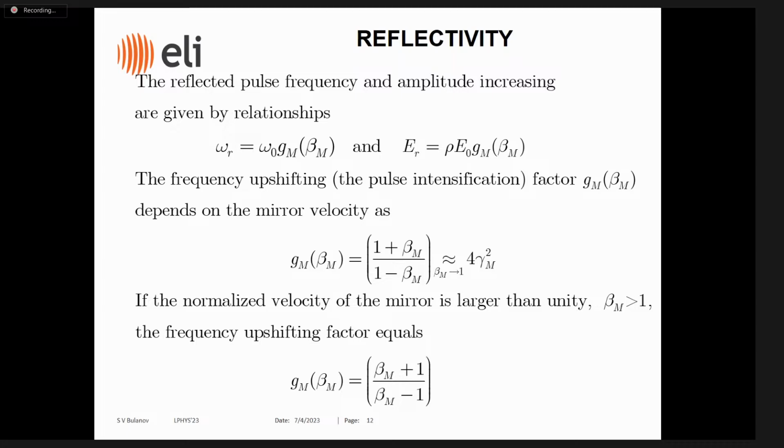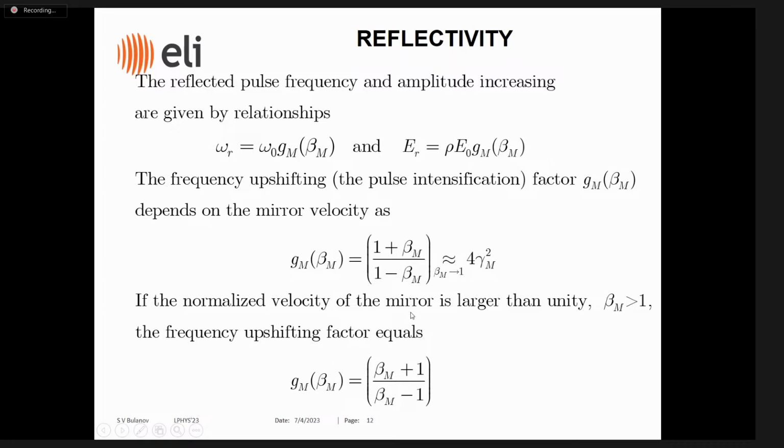We calculated such reflection coefficients several times, but here I would like to say about some general properties and constraints on such reflectivity of the electromagnetic wave. And again, this formula is about frequency upshifting and intensification of the electromagnetic wave. Rho is reflectivity in this factor. G gives the frequency upshifting.